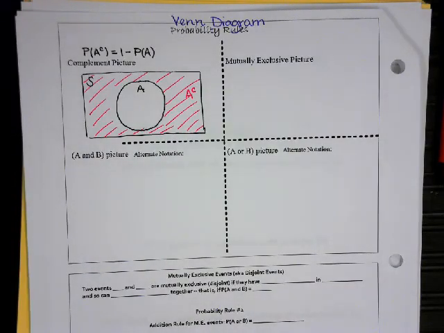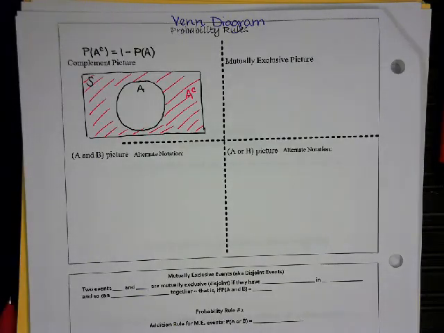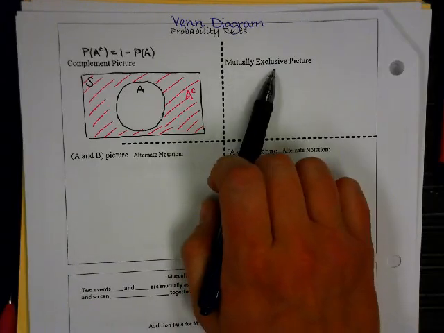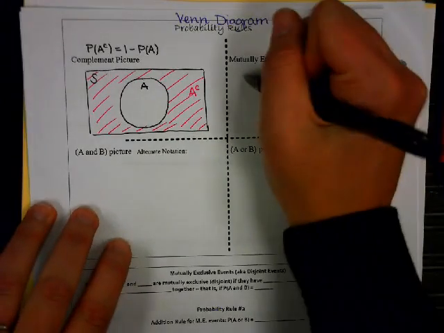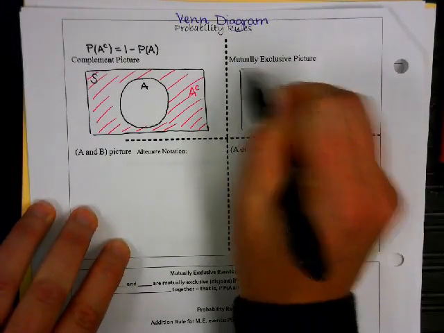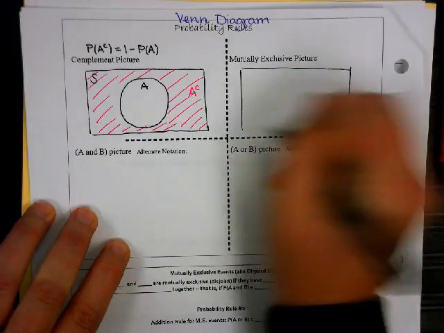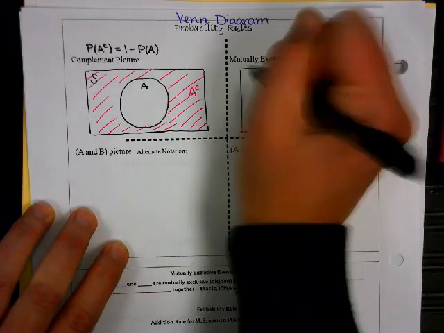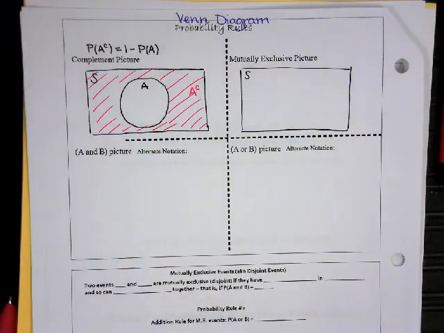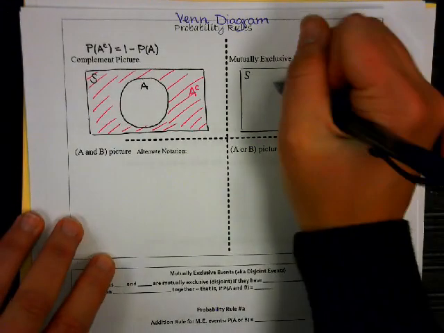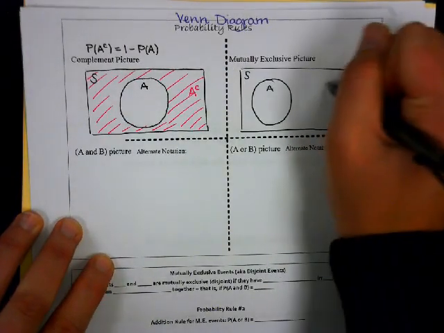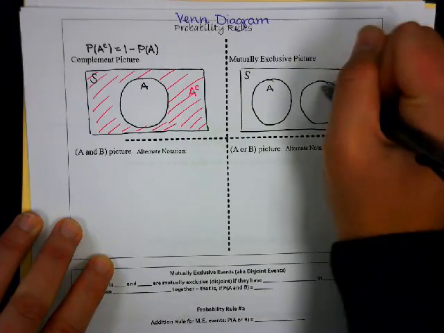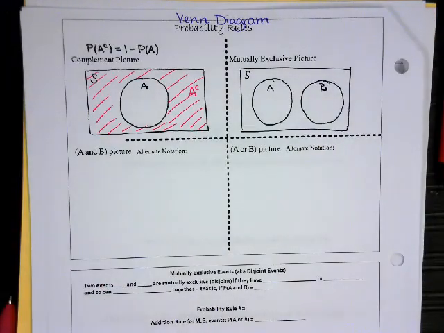Mutually exclusive is two events that can't happen at the same time. So we're going to have our sample space. We're going to have event A. And we're going to have event B. I will define mutually exclusive down here, so I'm not going to write it up there.